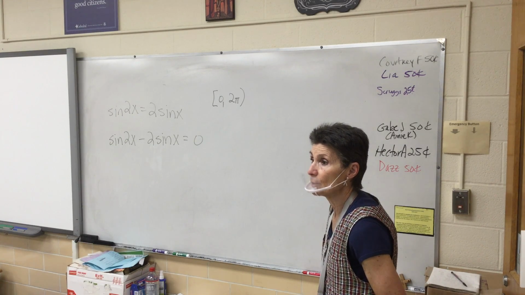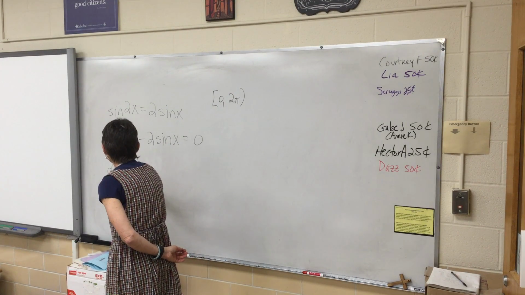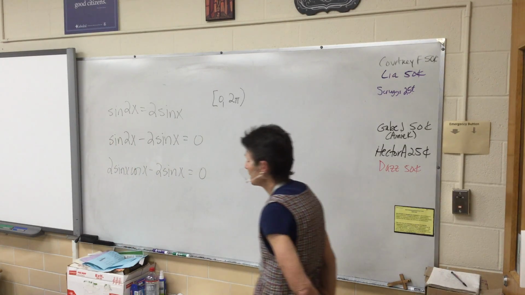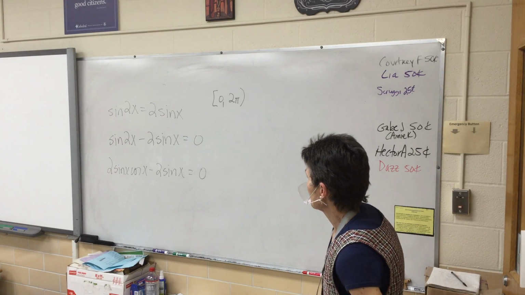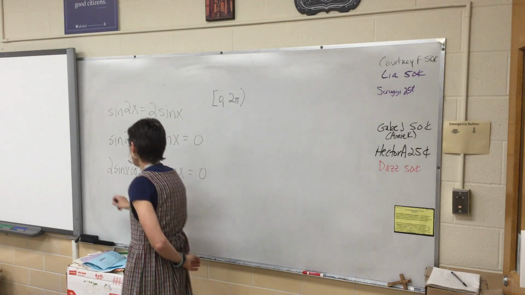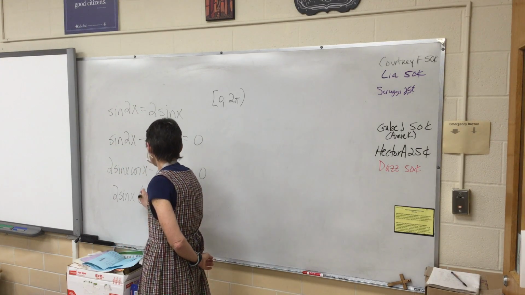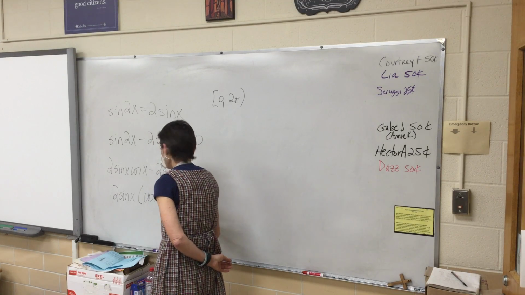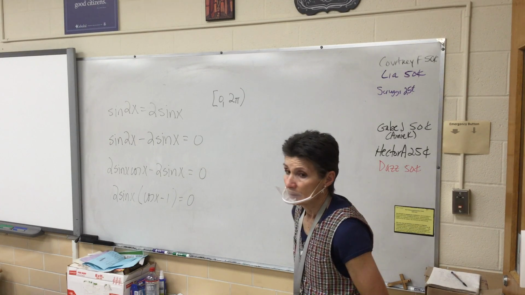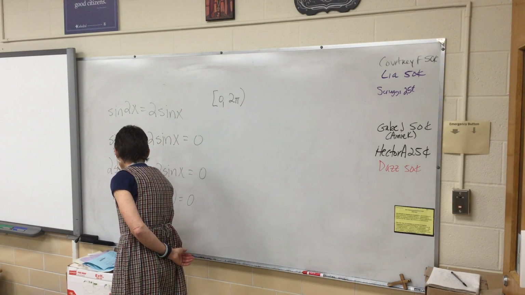Change sine 2x into 2 sine x cosine x. Look at it carefully. What do you think? This time we can factor out a 2 sine, and that will leave me with cosine minus 1. So now what? Now we can set them both equal to 0.